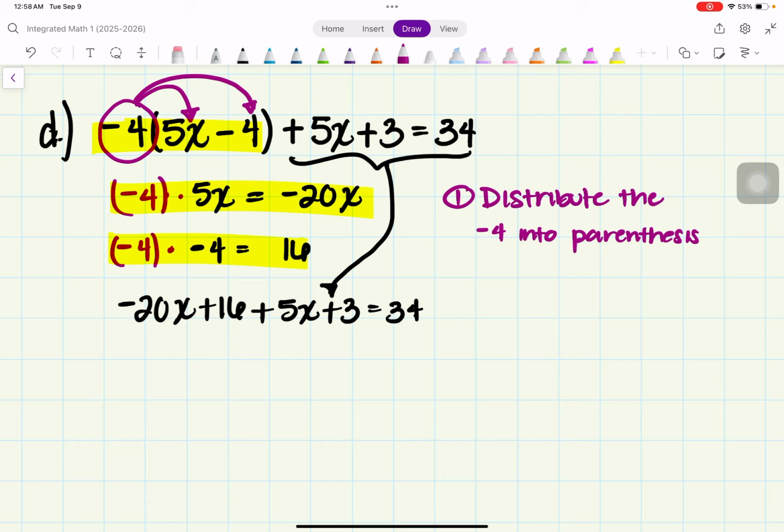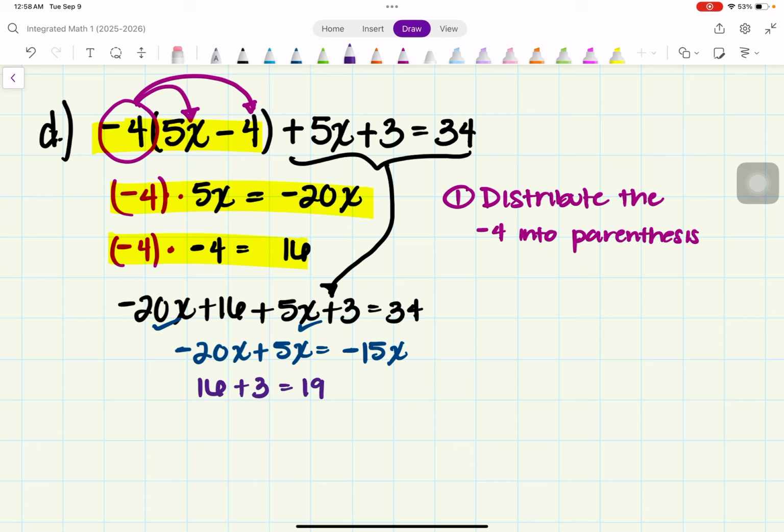All right. Now, step 2 is actually focused on combining like terms. What I can combine in this section here is a negative 20x plus a 5x, right? If I combine those two, I'm left with the negative 15x. So these are out. Moving on to the next ones that I can combine, I could do 16 plus 3, which is going to give me a 19.